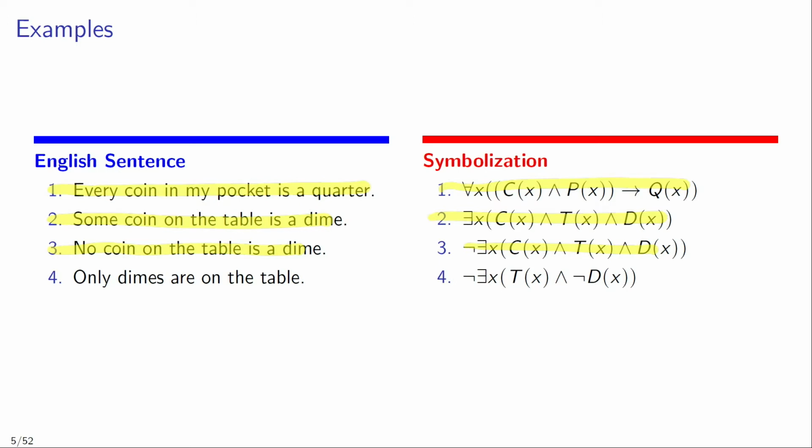Now, finally, to symbolize the sentence, only dimes are on the table, you can do that as follows. You can symbolize it by means of the negated existential quantifier here. It is not the case that there is an x such that Tx and not Dx.